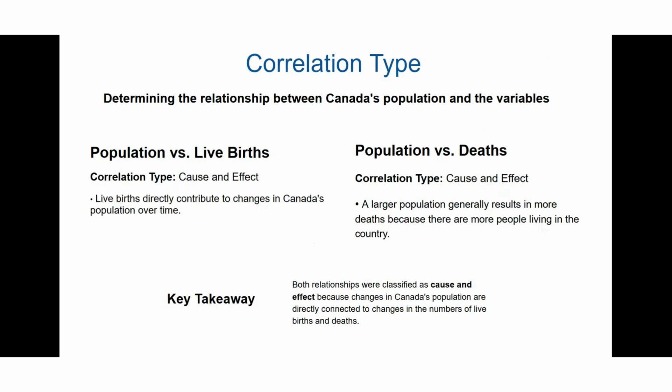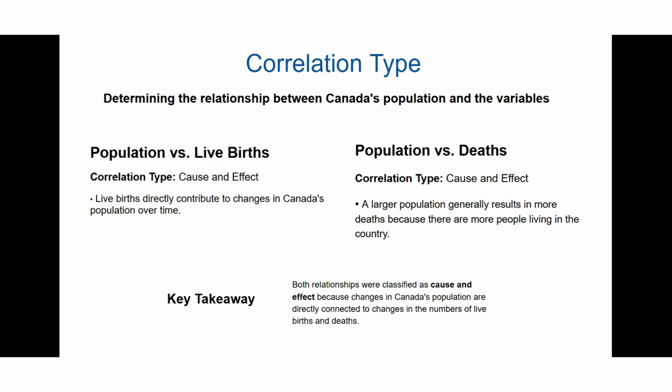So next, the correlation type between both of my graphs. I classified both of them as cause and effect. As for live births, obviously live births directly contribute to changes in Canada's population, because every time a live birth occurs, the population will increase by one. So obviously there's a direct correlation there.